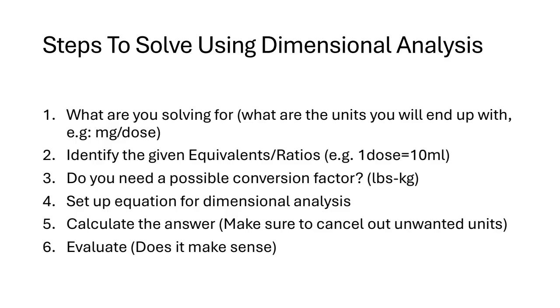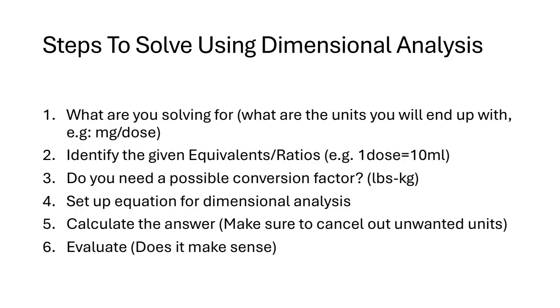And then you're going to identify the equivalents or given ratios. For example, one dose will equal 10 mLs, or 10 milligrams will equal one capsule, things like that. You need to identify those equivalents. You need to analyze the problem to see if you need to use a conversion factor that is not written in the problem.